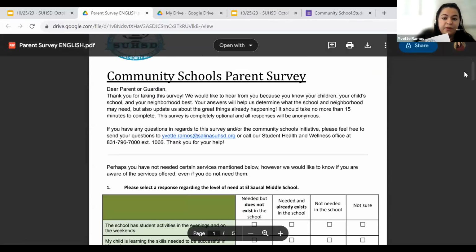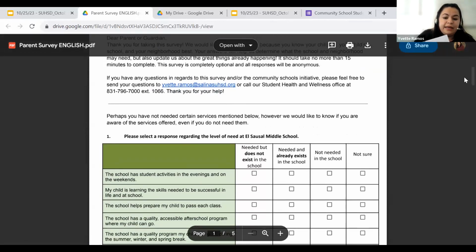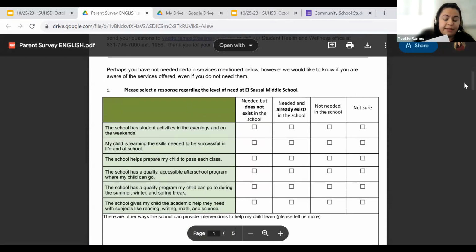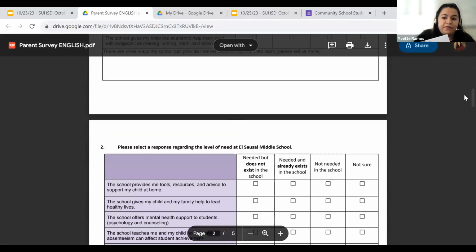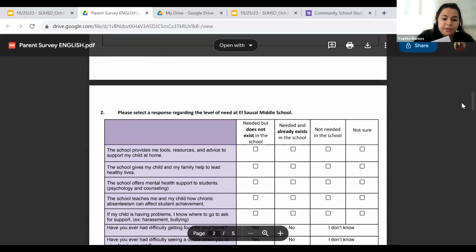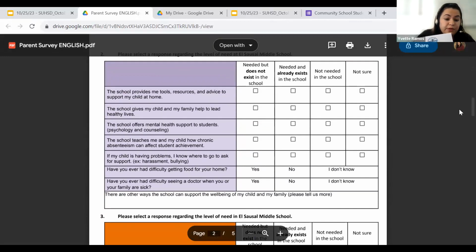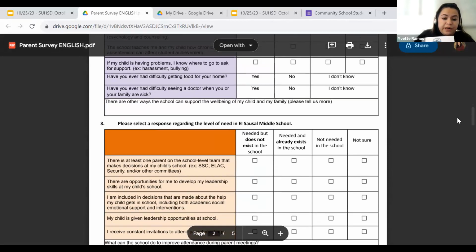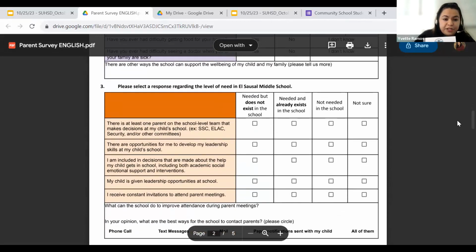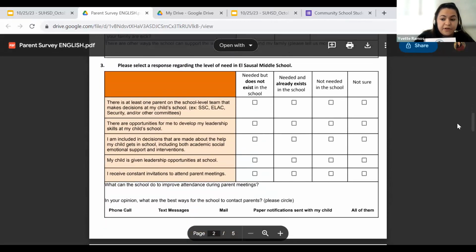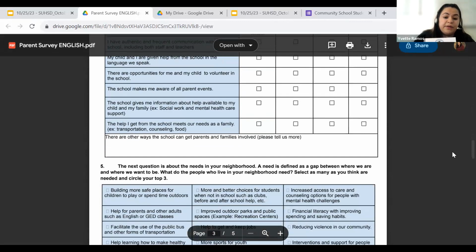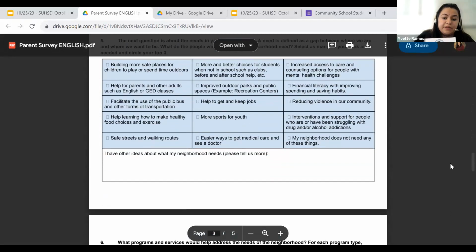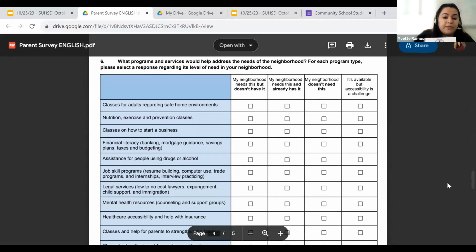So we talk a little bit about what community schools is. Again, it's color coded by pillar. So we have if they feel they're getting the right academic support, emotional mental health support, if they feel they're getting leadership opportunities for themselves, for the students, and also asking about their community. So the community part, it is a little bit lengthier, and it was anonymous.